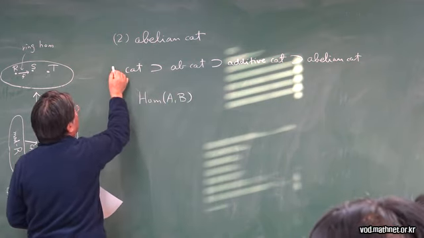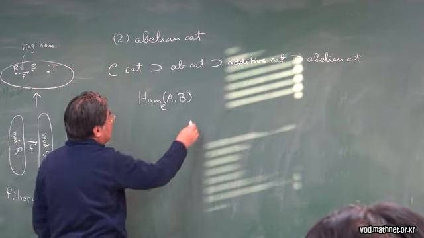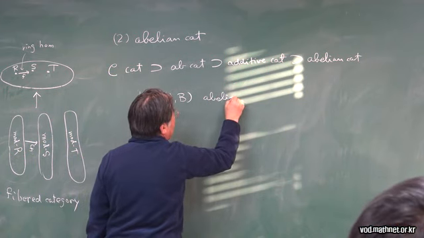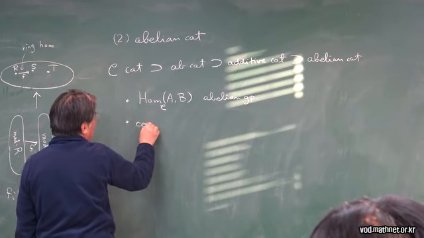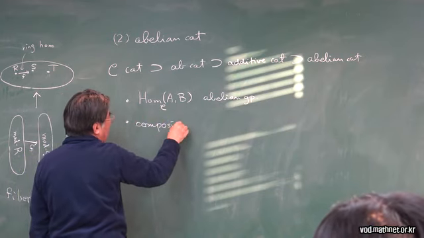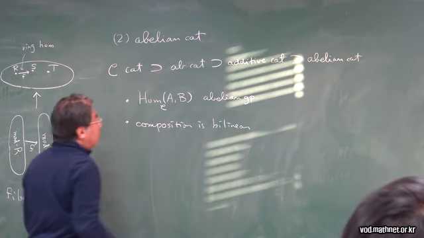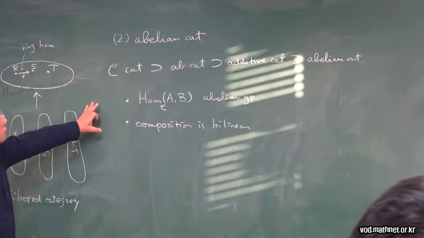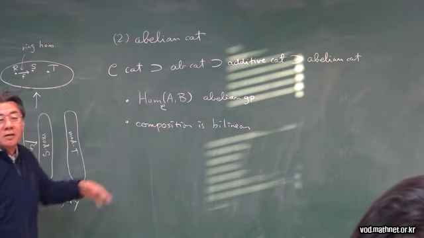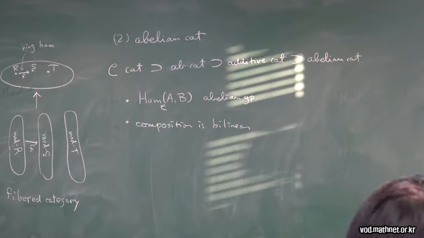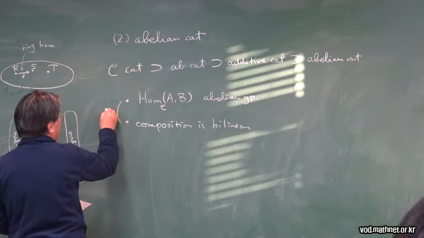maybe the category C, this hom set is an abelian group, and moreover, the composition is bilinear. If these two conditions are satisfied, then the category is said to be AB category. AB is shorter than abelian. Okay, so this is AB.